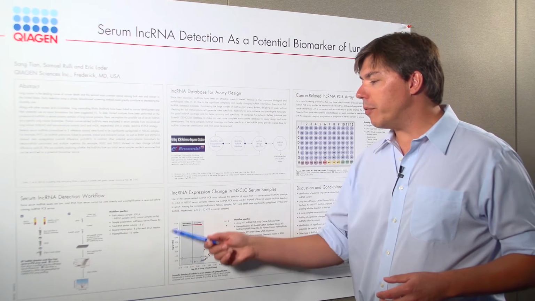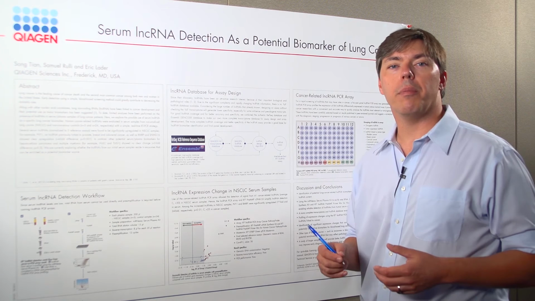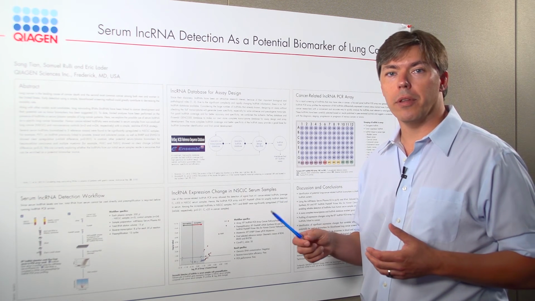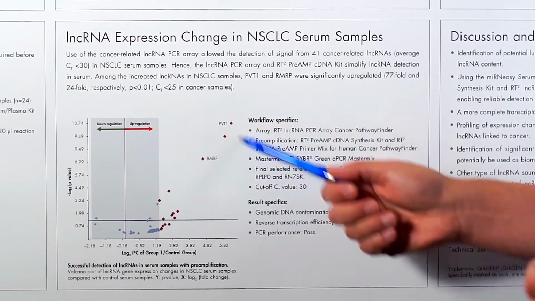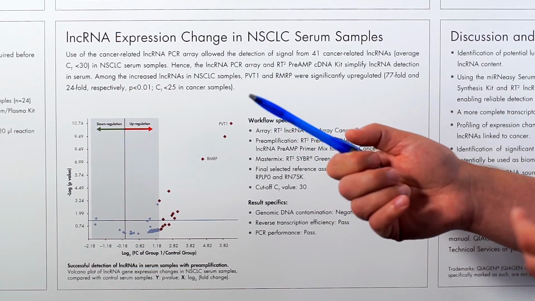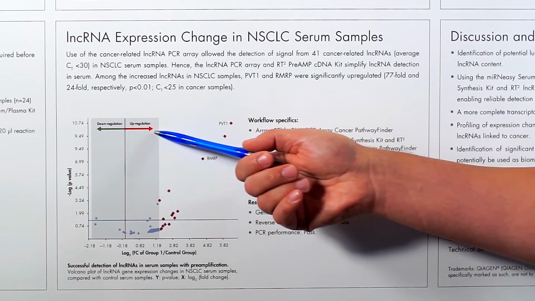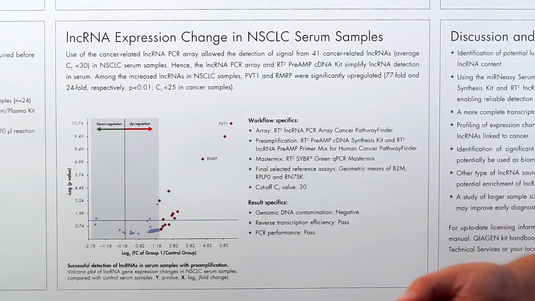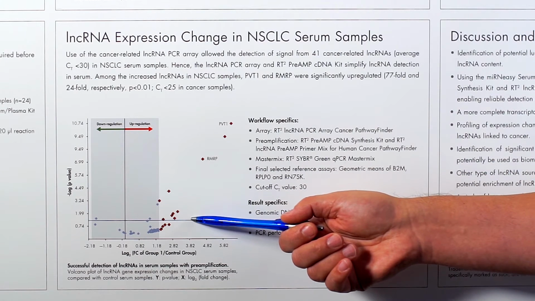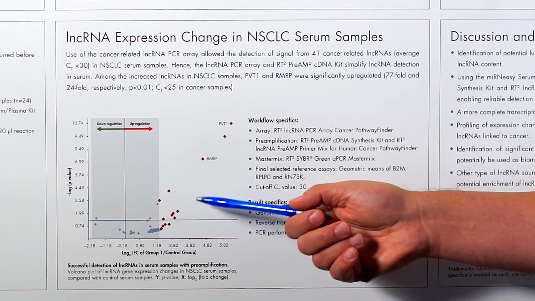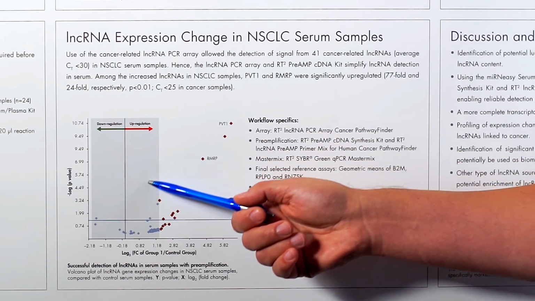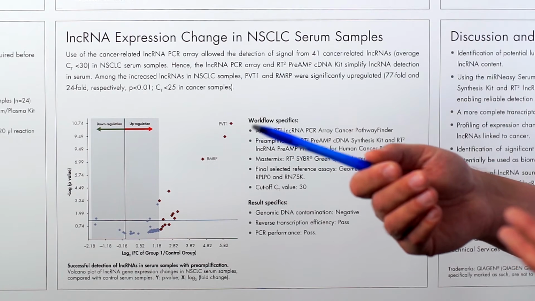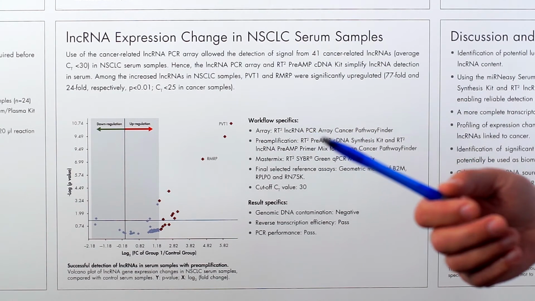Here we have the results from comparing the serum samples from our 24 normal and our 3 non-small cell lung cancer patients. This is a volcano plot summarizing the data. To the right of this line are long non-coding RNAs that are upregulated. To the left of this line are long non-coding RNAs that are downregulated. This line here is a p-value line of 0.01. As you can see, we identified several long non-coding RNAs that are differentially upregulated in our non-small cell lung cancer patients as compared to our normal patients.